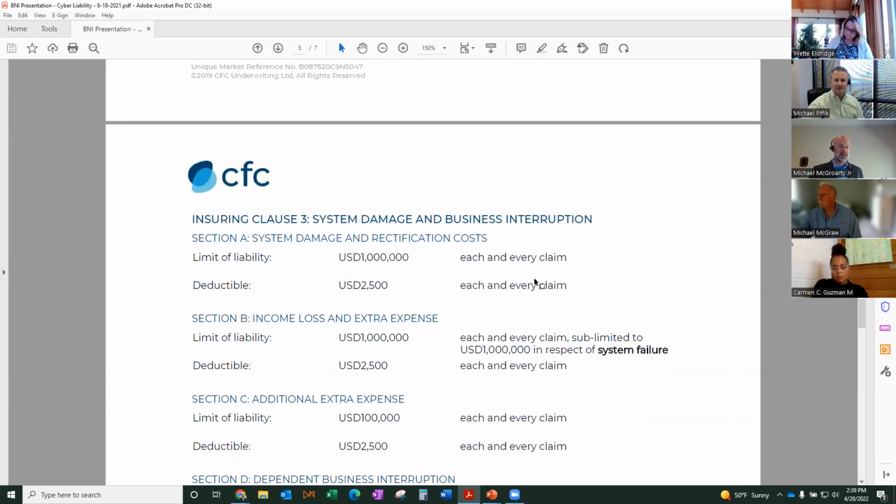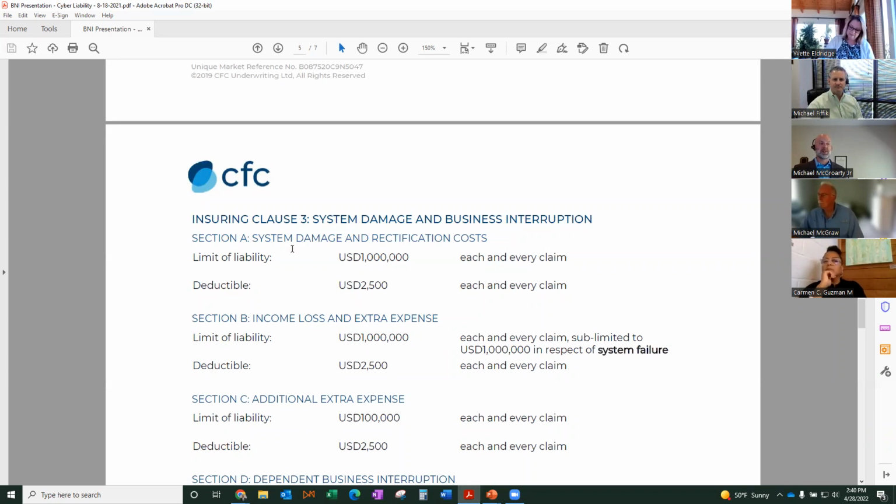System damage and business interruption. Another one people don't think about. The city, well, I think it was the city of Atlanta, but they were hacked and their systems were down for 7 days. That means no tickets were going out. They weren't bringing any money in that way. They weren't getting any money from meters, because everything's computerized nowadays, everything. So business income and extra expense is huge. That's the loss of revenue you had because you're hacked and your systems are out.